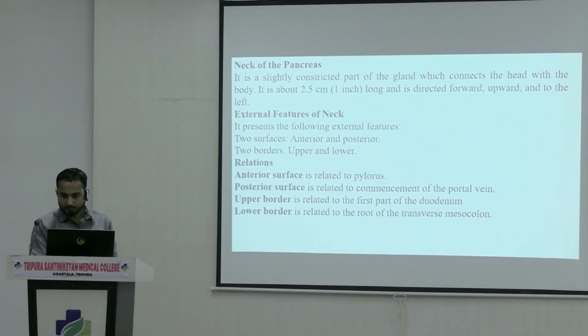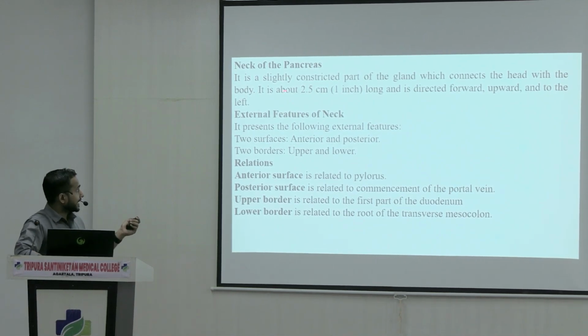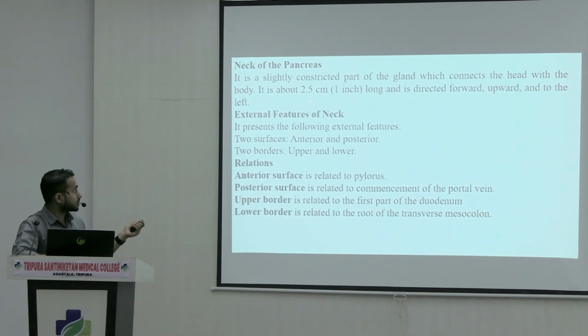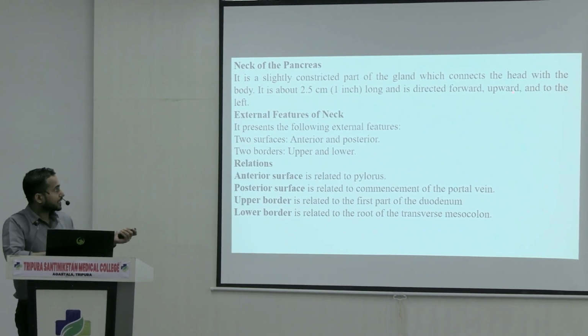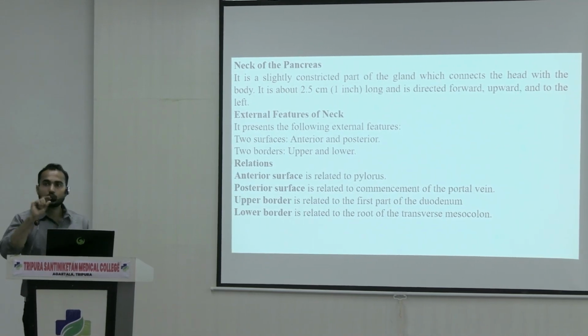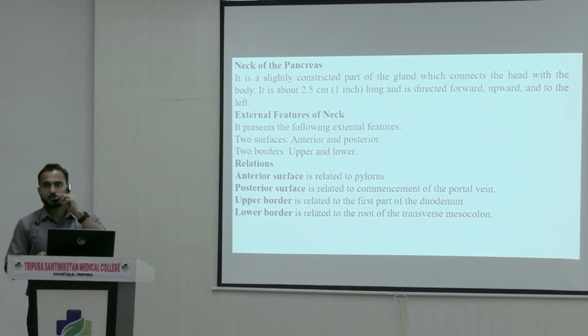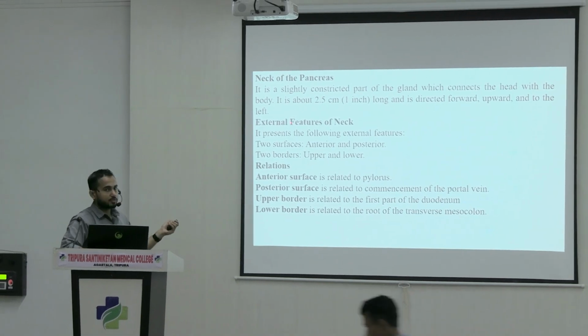Next is the neck of the pancreas. If you see the neck, it is the constricted part which connects the head to the body. So always we know that the neck will be the constricted part. It is connecting the head and the body of the pancreas, approximately 2.5 centimeters long. And if you see the direction, it is directed forward, upward, and to the left. So that is the direction of the neck of the pancreas.